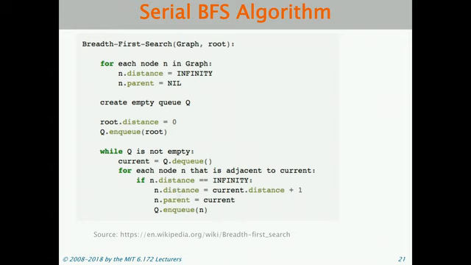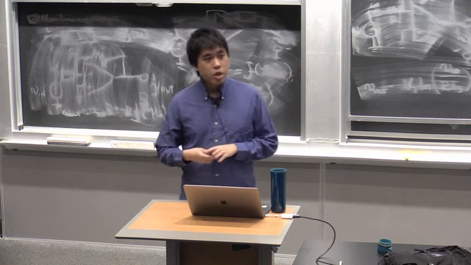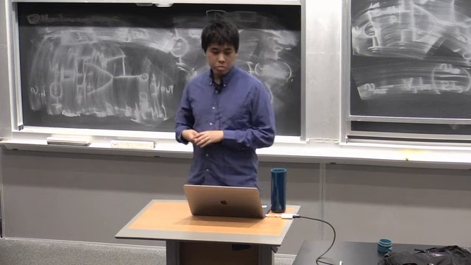So it's a pretty simple algorithm. And we're just going to keep iterating in this while loop until there are no more vertices left in the queue. So what's the work of this algorithm in terms of n and m? So how much work are we doing per edge?